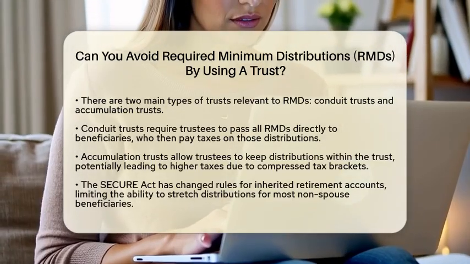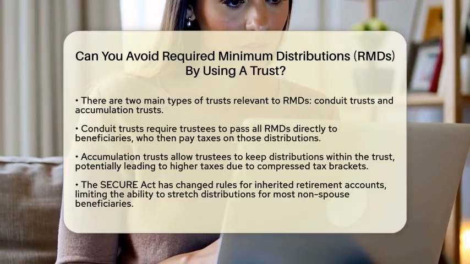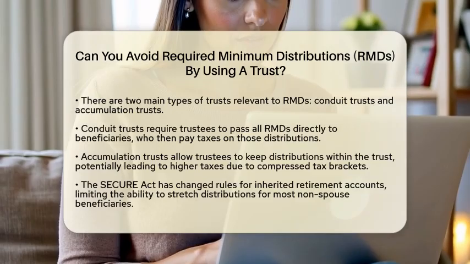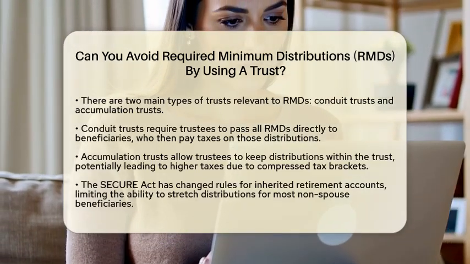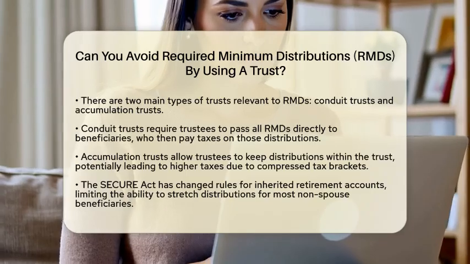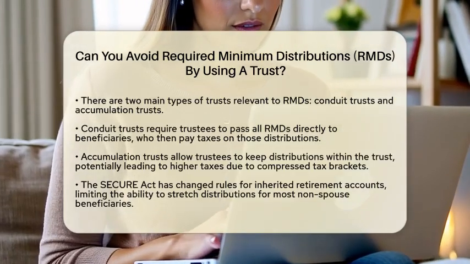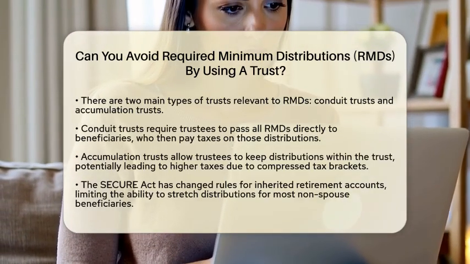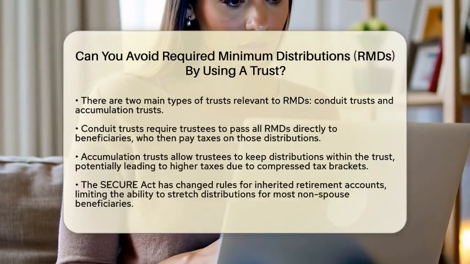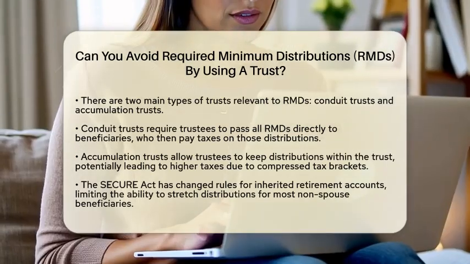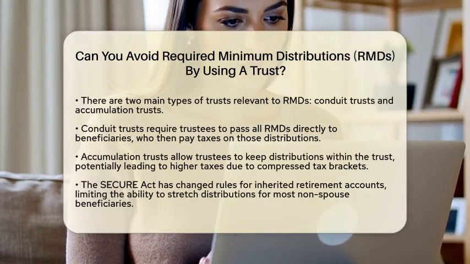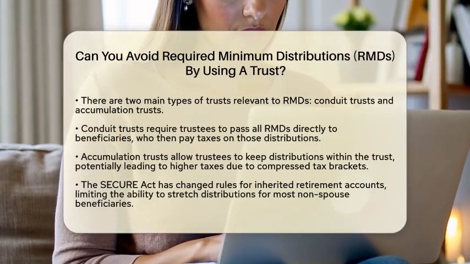There are two primary types of trusts in this context: conduit trusts and accumulation trusts. A conduit trust requires the trustee to pass all RMDs directly to the trust beneficiaries. This means that the beneficiaries receive the distributions and are responsible for paying the taxes on them. On the other hand, an accumulation trust allows the trustee to keep the distributions within the trust. However, this can lead to higher taxes at the trust level due to compressed tax brackets.